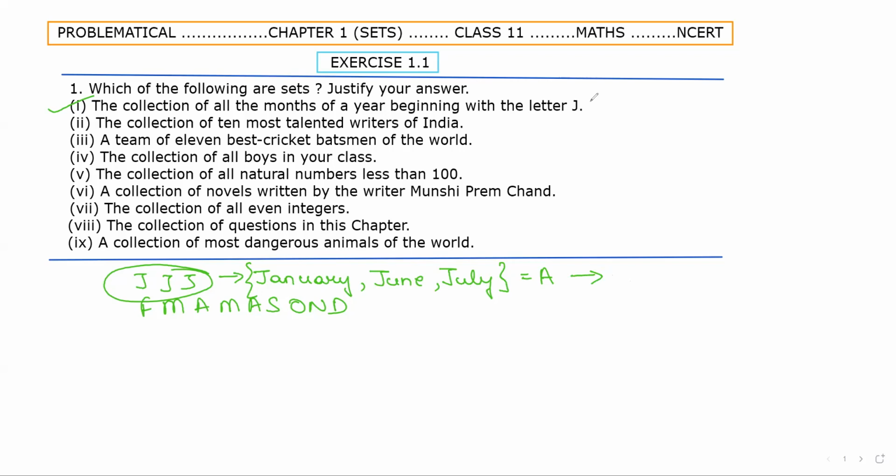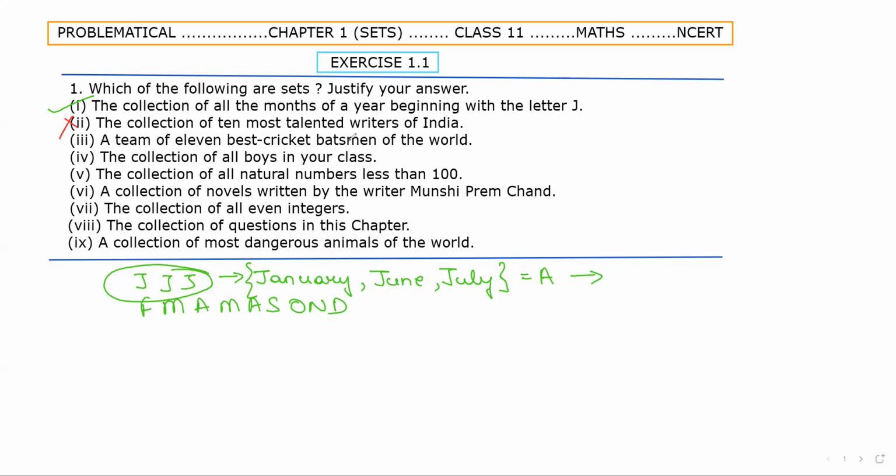Second, the collection of 10 most talented writers of India. Now, if you say 10 most talented writers, here you have ambiguity, here you have confusion. 10 talented writers according to whom? According to the writers themselves, according to the people who read their work, you, me, whom? So the second one is not a set.